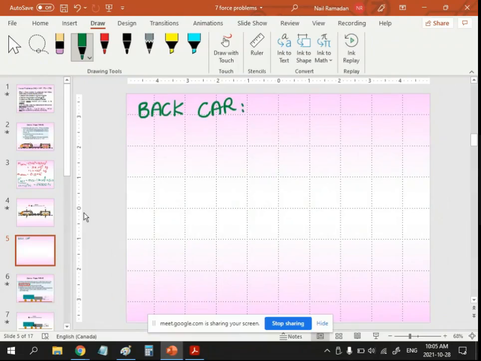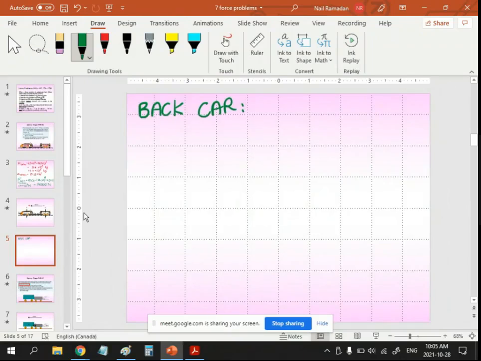Okay. Can you tell me how many forces there are on the back car? Come on, let's make this a discussion. How many? Three. Are all of them on the same axis? How many are on the vertical axis? How many are on the horizontal axis? Okay. Are we told? And by the way, I want you to have this dialogue with you every time you do a physics problem.